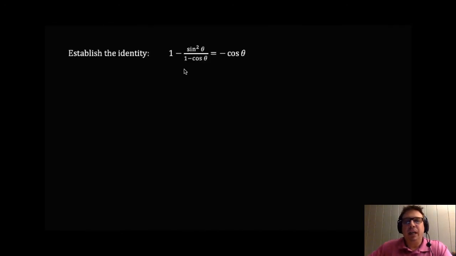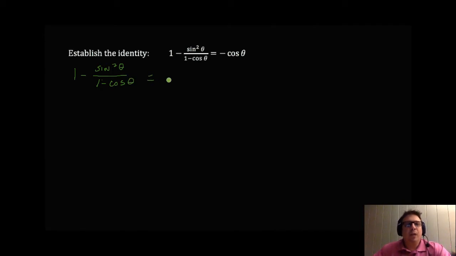Again, I like to start with the side that gives me a lot of things to deal with. So notice how busy this is right here. Maybe there's something I can do with this. So let's go ahead and work on that left-hand side first. So we're going to start with that left-hand side. We'll write it here. So 1 minus sine squared theta divided by 1 minus cosine theta.